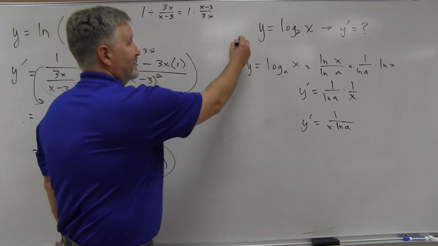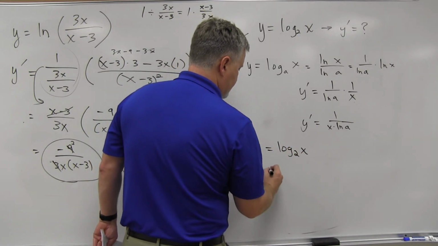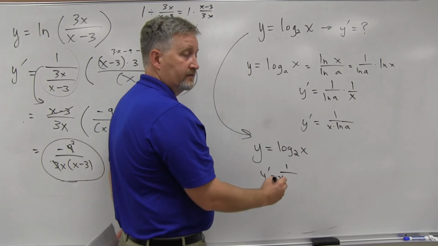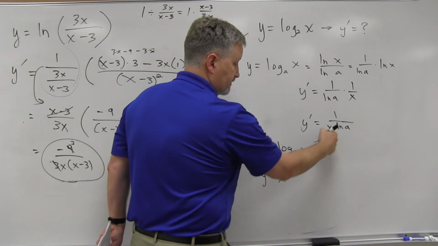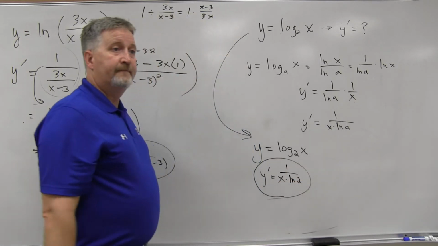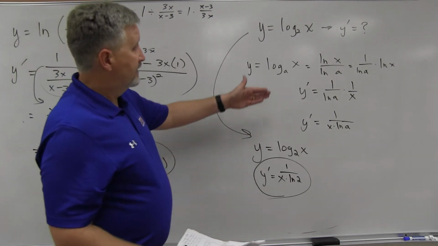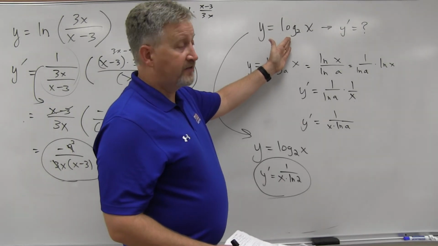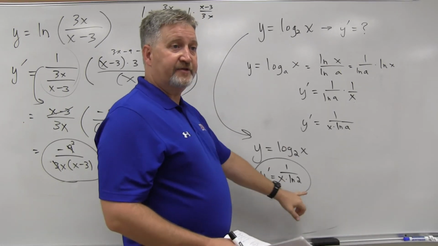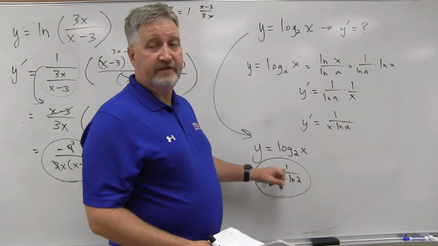See what this means? Back to this. So y equals log base 2 of x. The derivative then would be 1 over x times the what? ln of a, what's a here? 2. A is 2, so it would be 1 over x times ln of 2. So, moral to the story is, if it's a different base other than natural base, the derivative is 1 over x, but you have this extra little piece. You got to multiply by the ln of the base. See that?